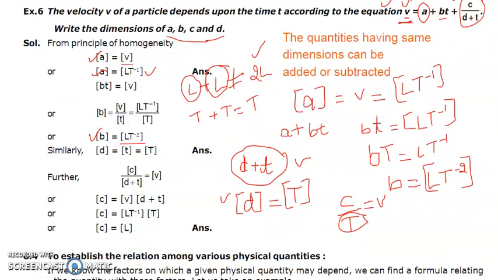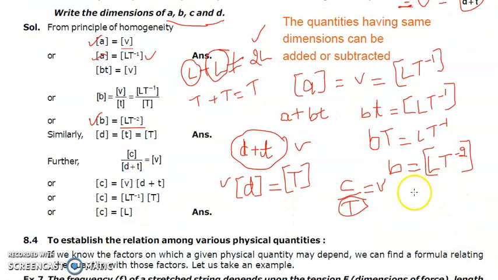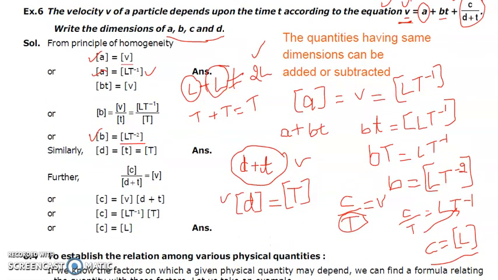So the next step would be c upon T equal to LT minus 1. When T is multiplied with this, c would be having the dimensional formula for length. So in this way we can find the dimensional formula for c. I hope this is clear. And in this way we can solve other questions from your SL or RODA or any other reference book.